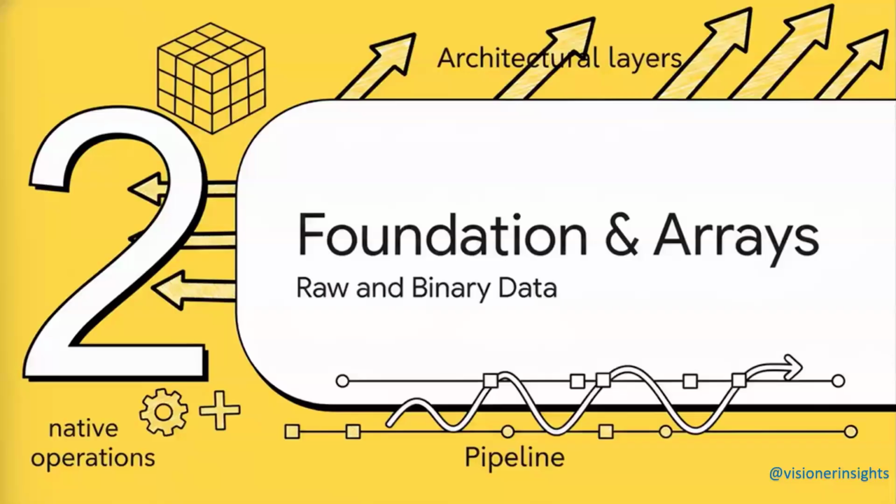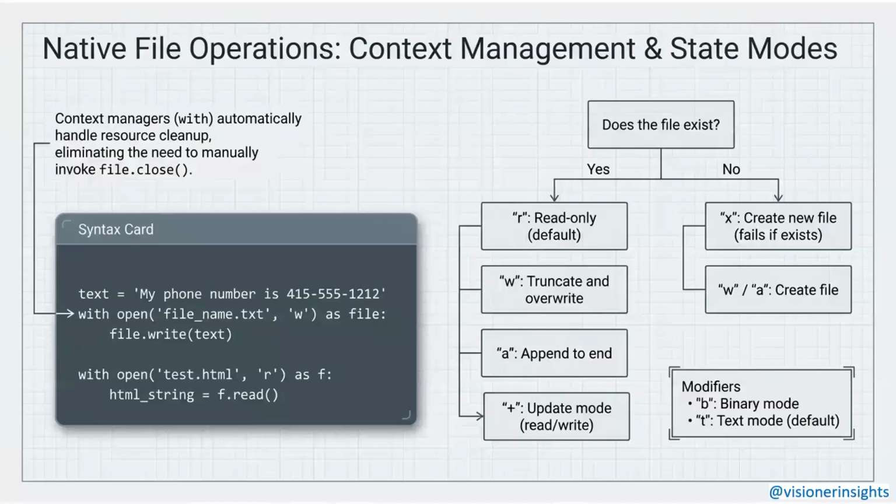Moving on to Section 2, Foundation and Arrays. Let's talk about managing raw and binary data. Okay, look at how the with open context manager acts as a vital safeguard here. In native Python, why do we bother using this specific syntax instead of just manually opening and closing our files? Well, because the context manager automatically handles all your resource cleanup behind the scenes. It completely eliminates the need to manually invoke file.close, which means even if your script completely crashes halfway through, your system memory stays protected and you totally prevent file corruption.